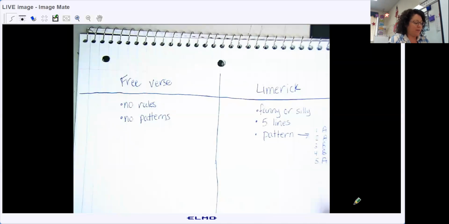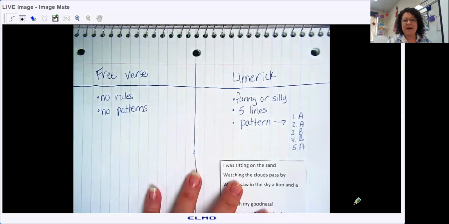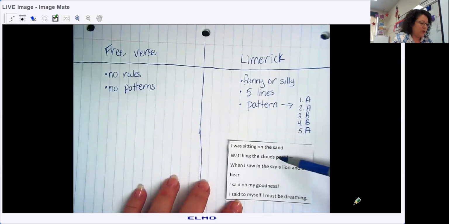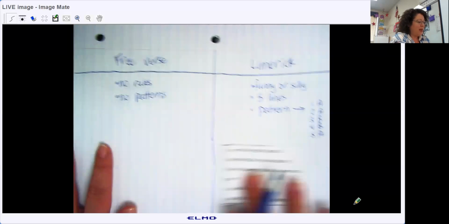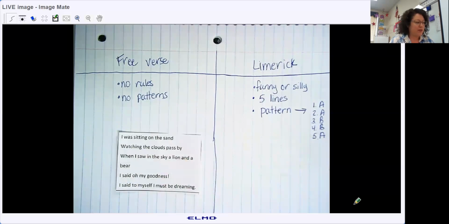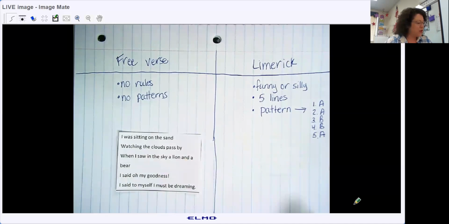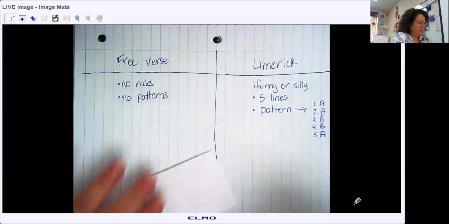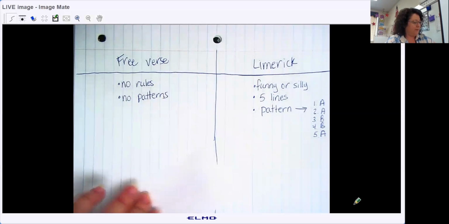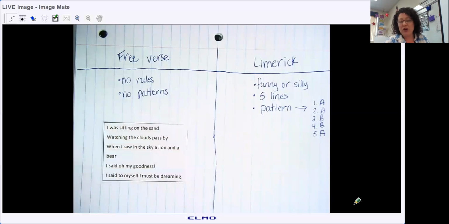Let's look back at our other page. Let's look at limerick. 5 lines. 1, 2, 3, 4, 5, 6. That has 6 lines, so it's not a limerick. Free verse, no rules, no patterns. 5 lines? Nope. Do almost all the words start with the same sound? Nope. Does it rhyme? Nope. No rules, no patterns, free verse.